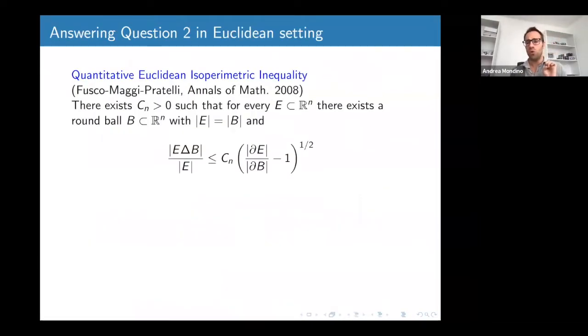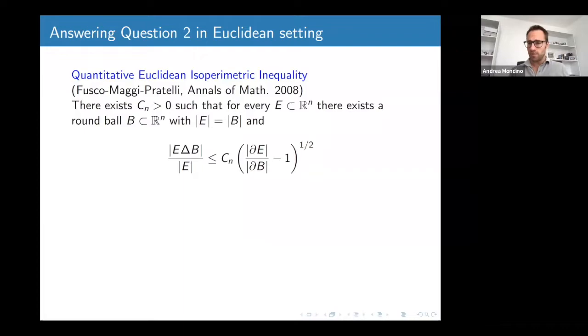So question 2 was, what can I say on the subset if it has almost optimal perimeter in the Levi-Gromov isoperimetric inequality? So in order to get a feeling of the problem, probably it is useful to first start from the more classical Euclidean and the spherical isoperimetric inequalities and see what are the answers in those settings. In the Euclidean setting, question 2 amounts to the so-called quantitative Euclidean isoperimetric inequality.